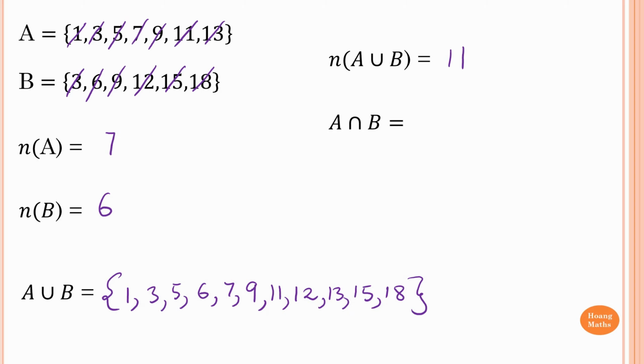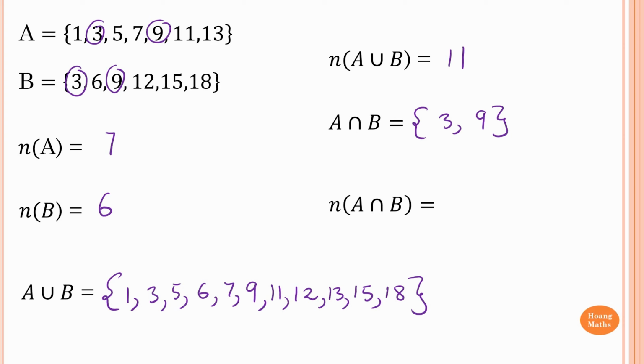Next one, A and B. A and B means the intersection of A and B, all the elements that are in A and also in B. So we have 3 here and 9. That's all. So we write down 3 and 9. The number of elements in A and B: we have 1 and 2. So 2 elements in set A and B.